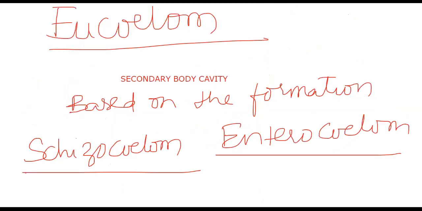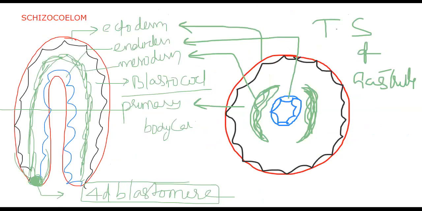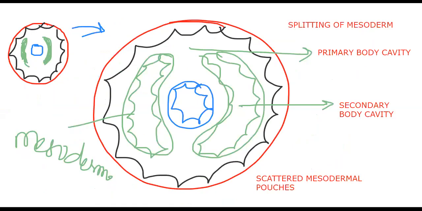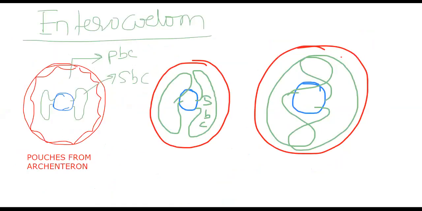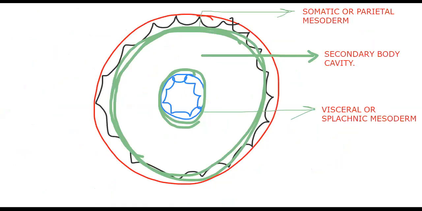Then, if you say the same in schizocoelom, what do you say? That the mesoderm splits, develops, and fuses, reaching both the ectoderm side and the endoderm side. That means the appearance of the secondary body cavity. Then in the case of enterocoelom, pouches are formed, the secondary body cavity grows and closes the primary body cavity, and that leads to the formation of a true body cavity formed from the pouches of the archenteron. So, that is the story of schizocoelom and enterocoelom.